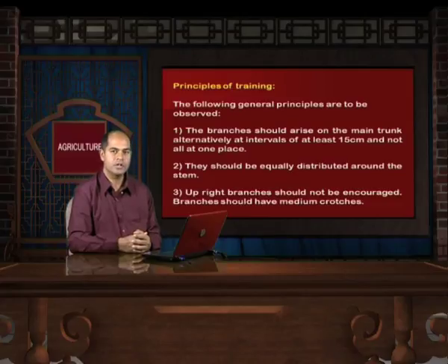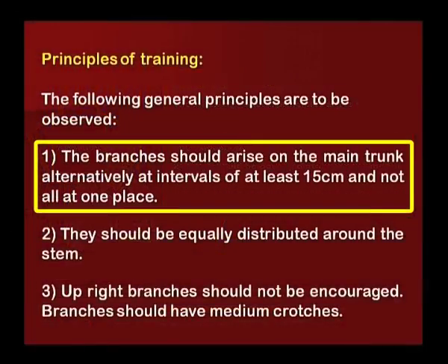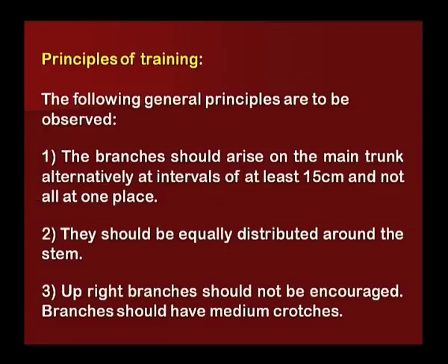Principles of training. The following general principles are to be observed. The branches should arise on the main trunk alternately at intervals of at least 15 centimeter and not all at one place. They should be equally distributed around the stem. Upright branches should not be encouraged. Branches should have medium crotches.